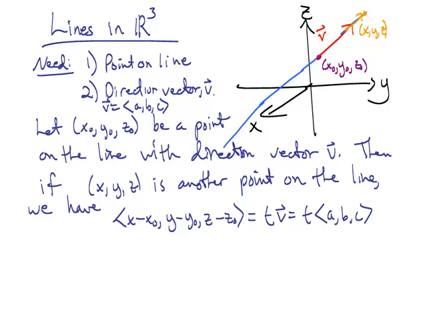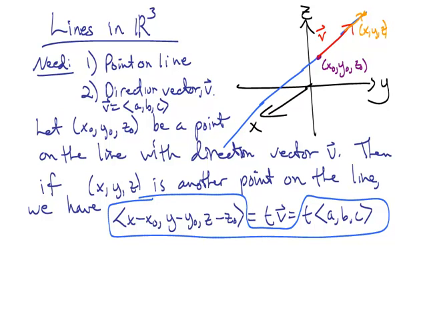So what do we have here? This, if I include that a, b, c there, is what's called the vector equation of our line. And if I go ahead and equate these two vectors and pull out the components, then we're going to have what we call our parametric equations of the line.